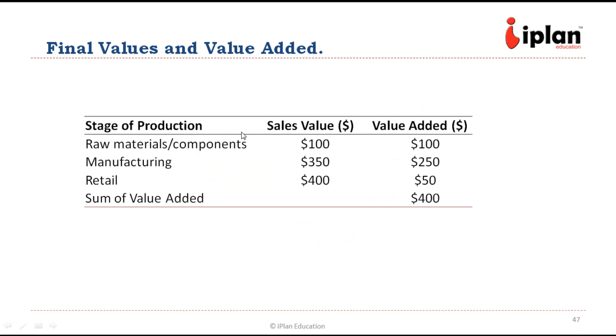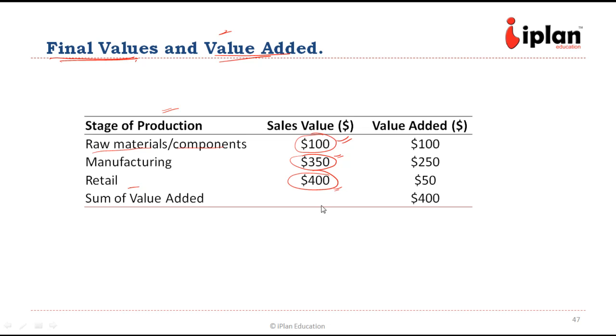Yeah, these are the two approaches. One is the final value approach, another is value added. So under the expenditure method, we can have either of these two. For example, we are producing certain goods. For that, the raw material and components are $100. Then manufacturing takes it to $350, and that value is added. At the retail stage, some more value is added and now the price is $400.